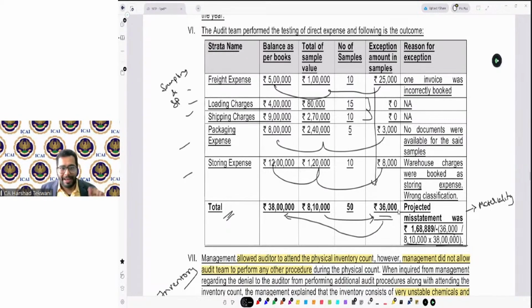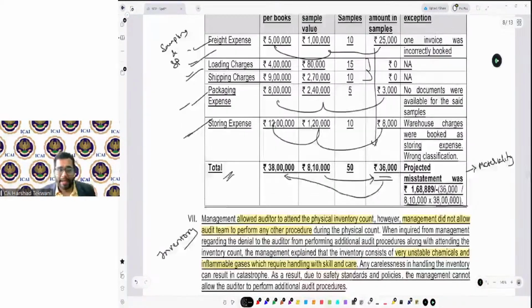Remember that. Whenever I am doing a testing, let's say I have taken a population, I need to project the misstatement for that particular population. So freight expense population is different, loading charges population is different, shipping, packing, storing expense populations are different. In that case, I need to project misstatement separately for each and every population, rather than projecting at a total level, which is incorrect.